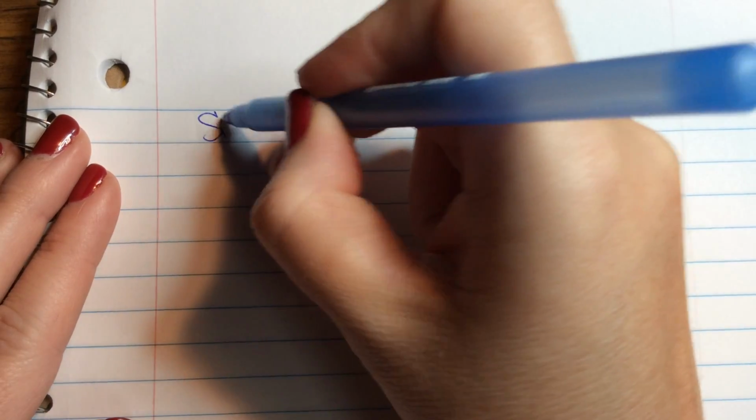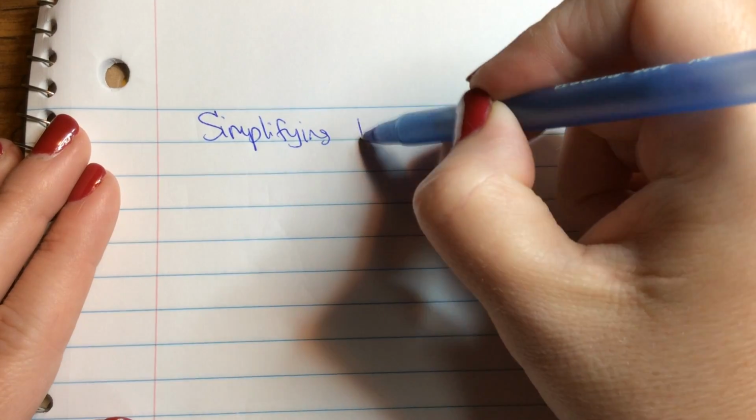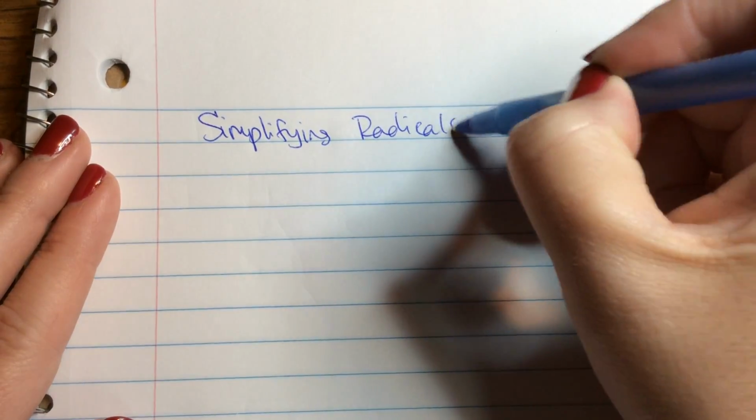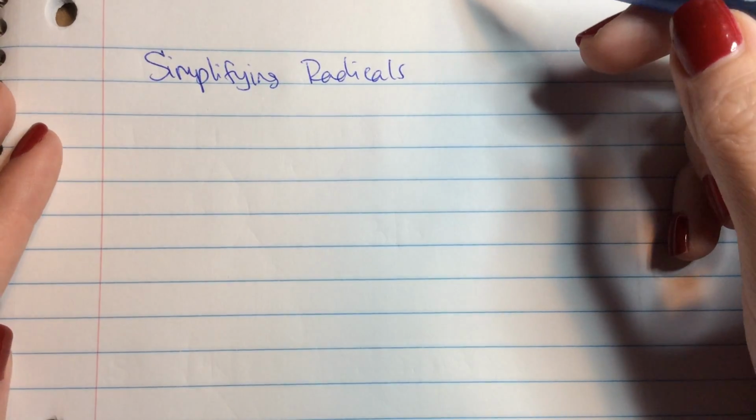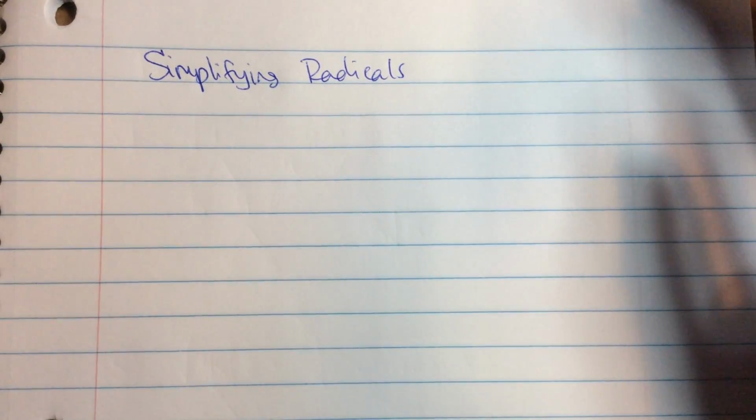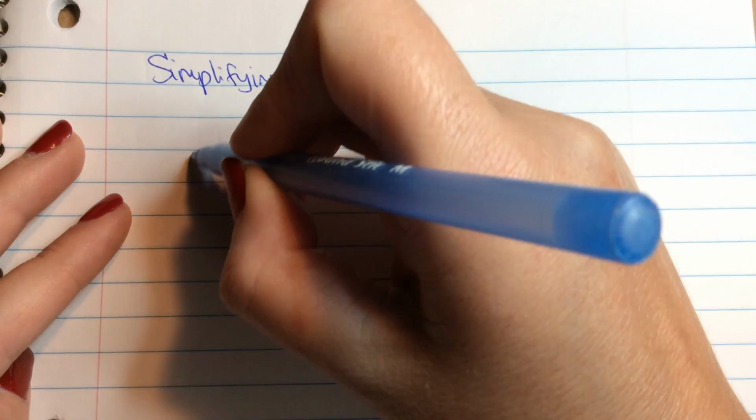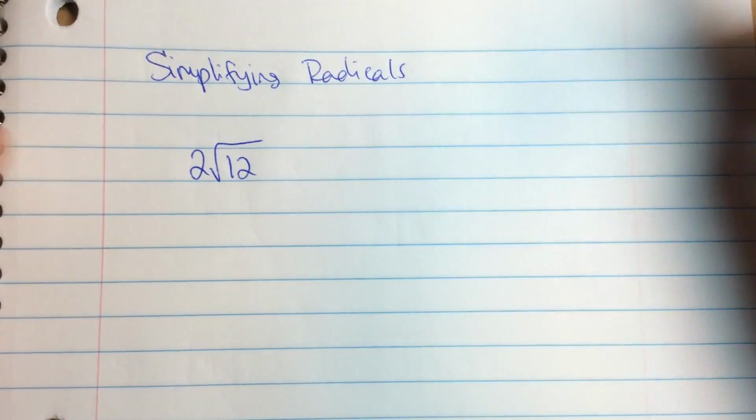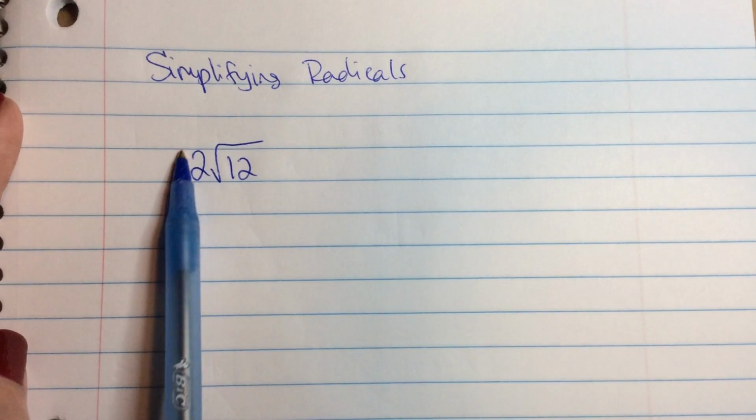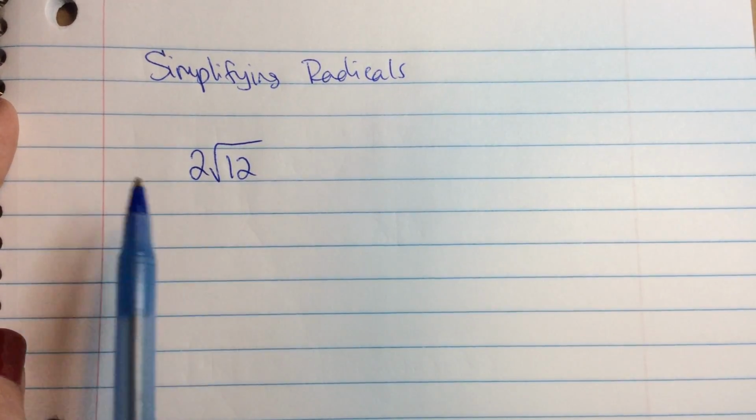All right, so we are on day 2 of simplifying radicals. It's not going to get much harder really, but it is going to seem like it's going to get harder. The examples that we're doing today will have a coefficient in front of the radical. For example, let's say we did 2 square roots of 12. We're going to simplify this, but you'll find that it is very similar to what we've already done.